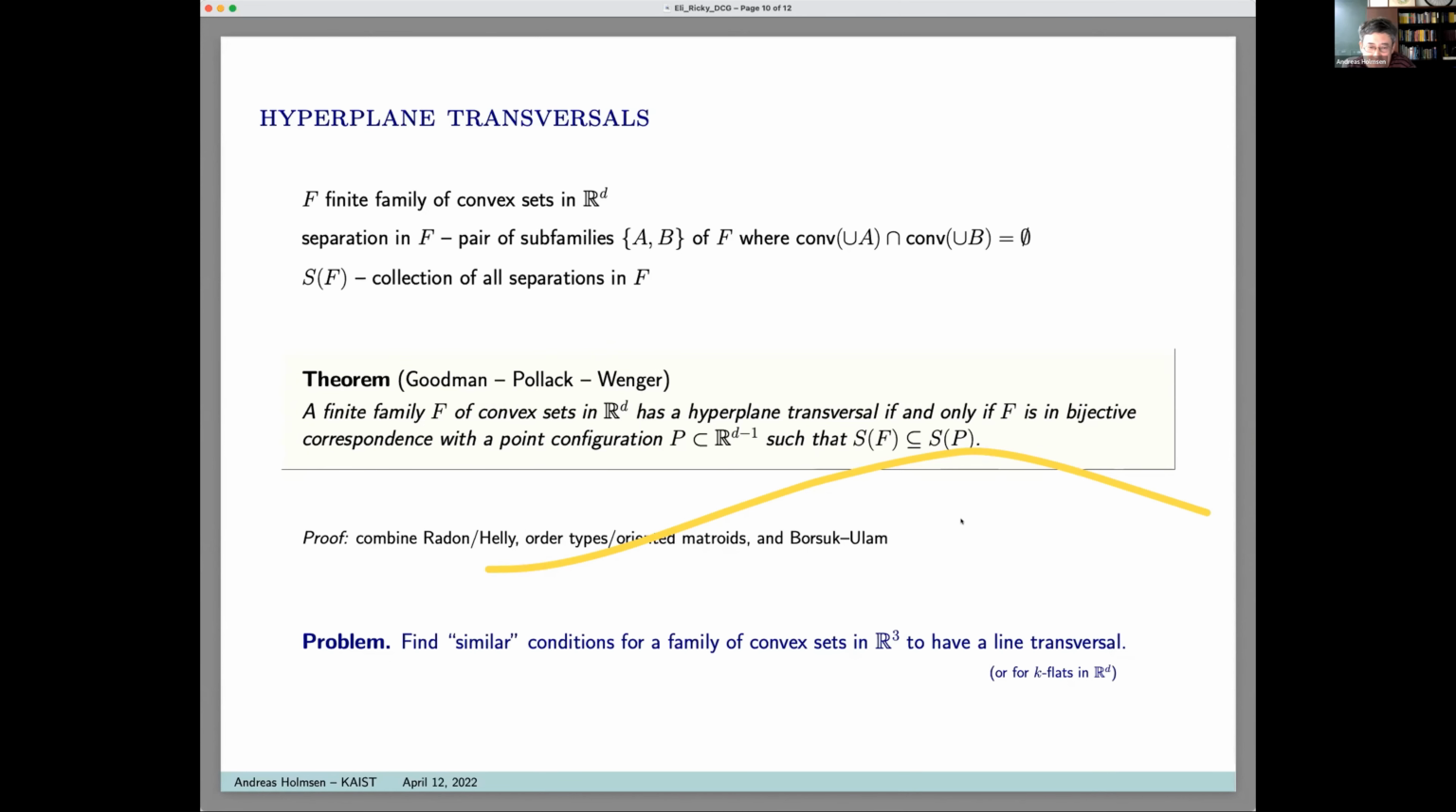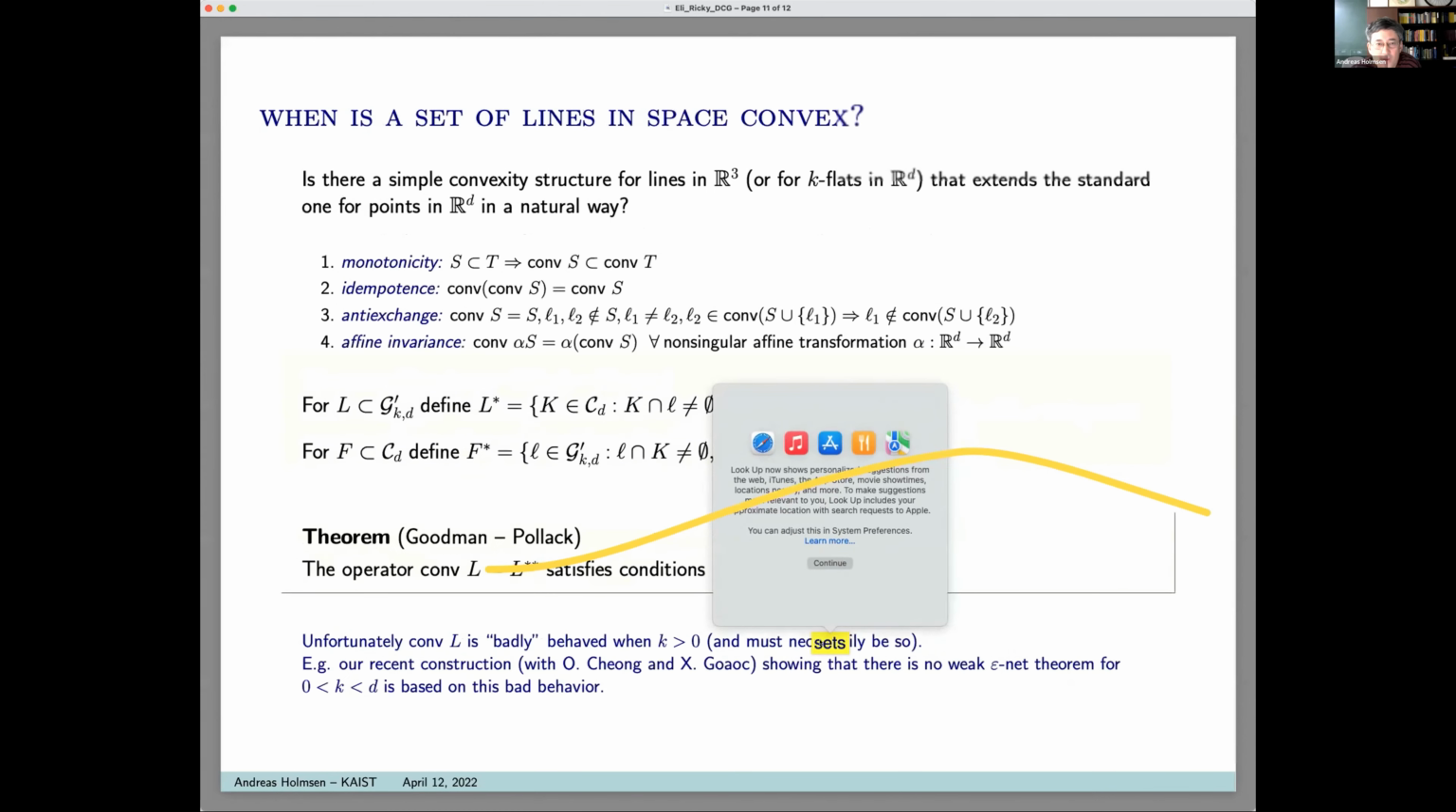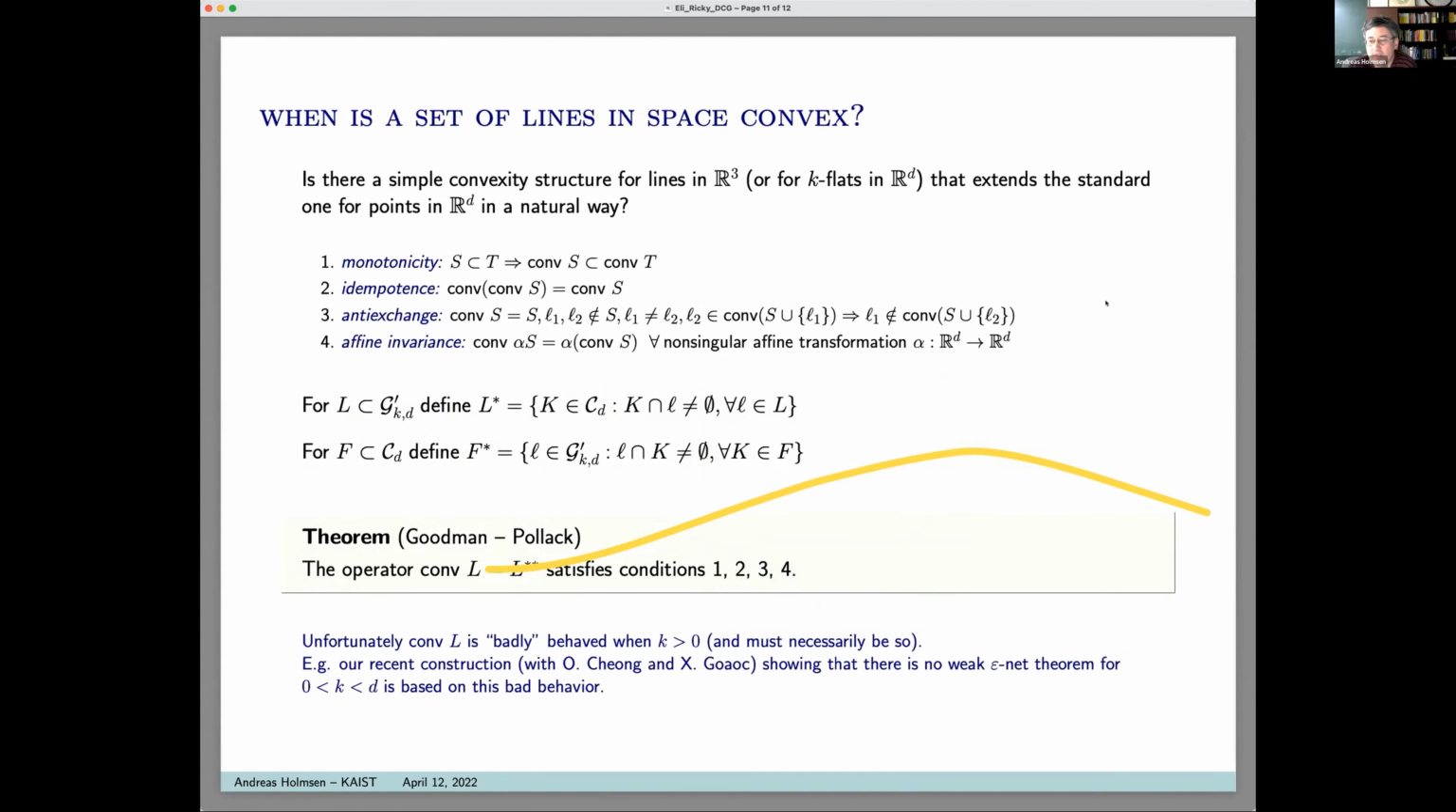Eli and Ricky did try to solve this, and that brings me to the final thing that I want to show. So Eli and Ricky had a different approach trying to solve this general question. They asked, is there some natural convexity structure that you can put on the space of lines in R^3, or more generally k-flats, that extends the standard convexity structure that we have for points?